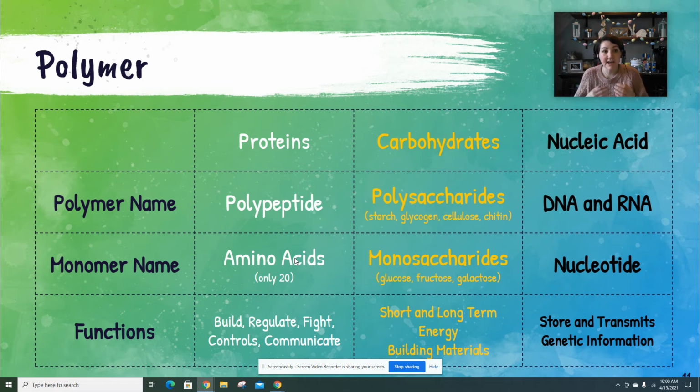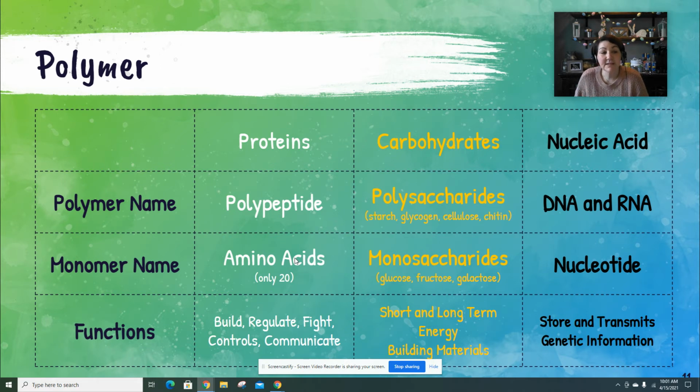Carbohydrates are the next group of polymers that make up a cell. Their polymer name is polysaccharides, and they are made up of monosaccharides such as glucose. So remember we talked about photosynthesis, how it makes glucose. Well, now we can take glucose and we can build it into these other carbohydrates, which are building materials for the plants. Carbohydrates are used for building materials as well as for short and long-term energy, which is why you might grab a carb before you do a race.